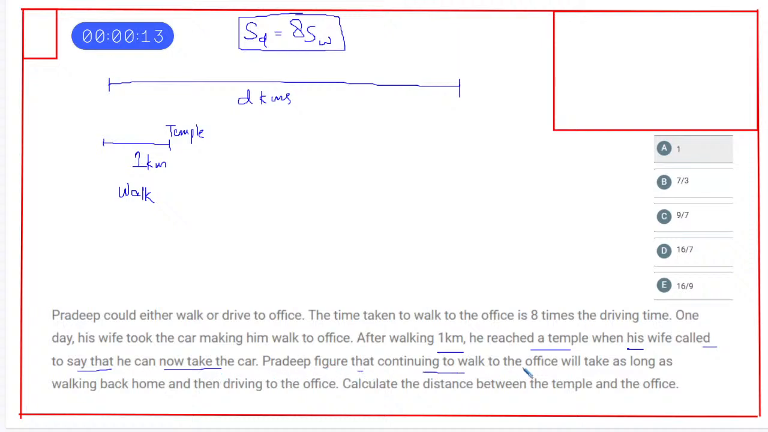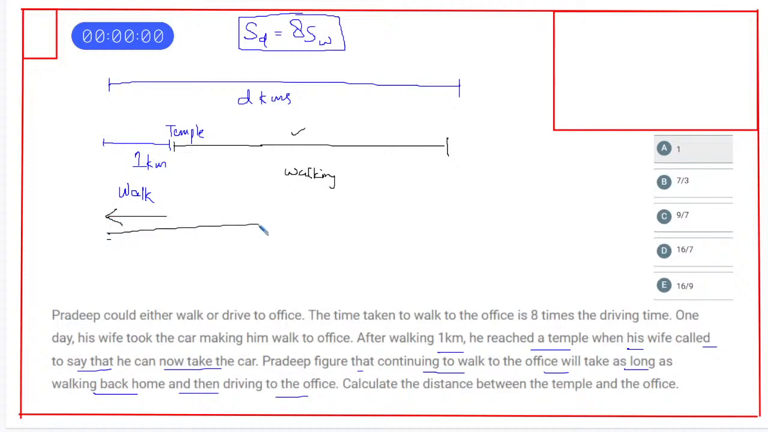Pradeep figured that continuing to walk to the office, he will take as long as walking back home and then driving back to the office. So he's saying that the time taken to complete this by walking will be equal to the time taken when he goes back by walking and then comes to the office by driving. In both scenarios, the time taken is equal.